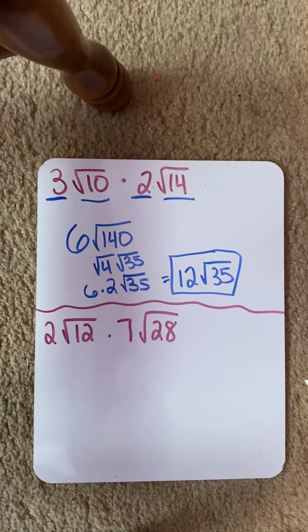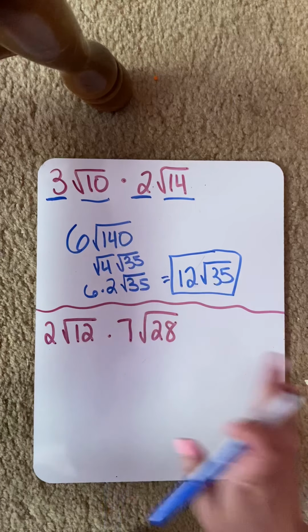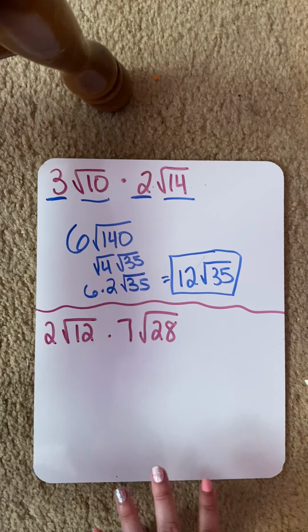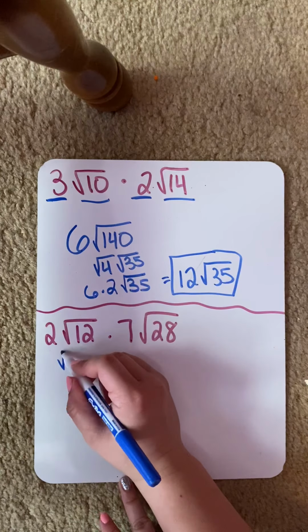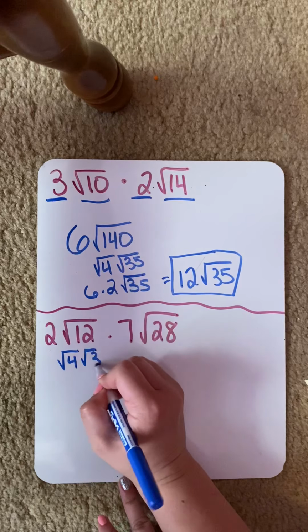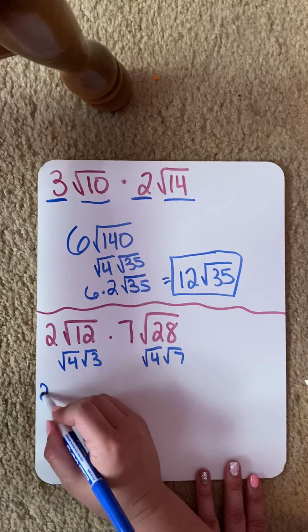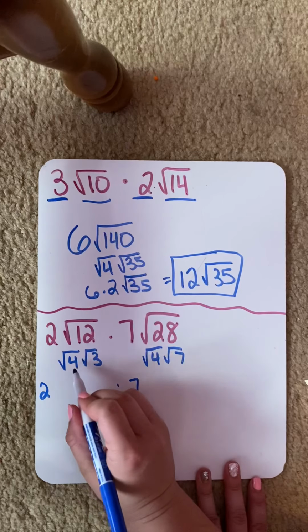The next one we're going to go over is 2 times the square root of 12 times 7 times the square root of 28. So again, you could multiply everything together first, but this is a case where I'm going to show you that I would simplify first. So 12 is the same thing as 4 times 3. 28 is 4 times 7. So we carry down our 2 and our 7.